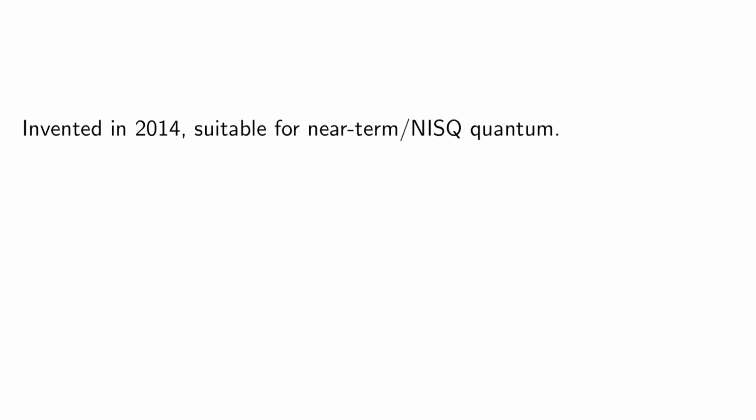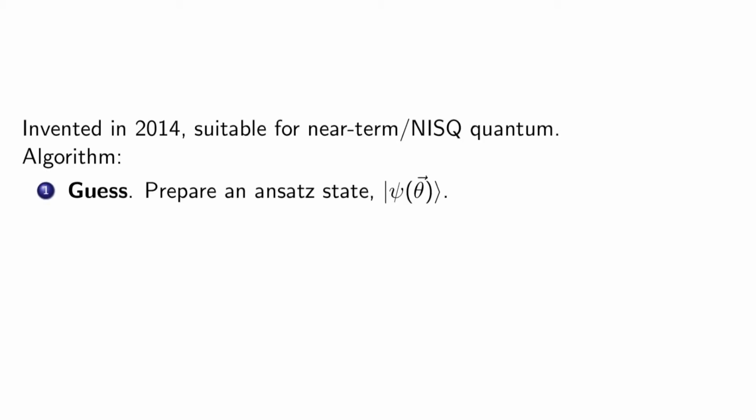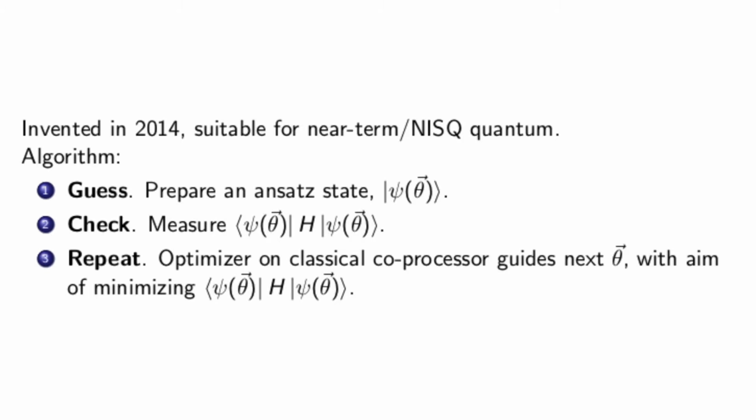VQE is an algorithm that's designed to find the ground state energy of a molecule, a task that's considered to be a killer app for quantum computing. It can be thought of as a guess, check, repeat algorithm. First, we guess the ground state energy, or ground state, with an ansatz. Then we check the energy of that state, and then we repeat.